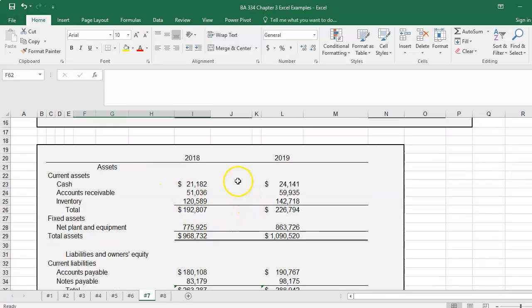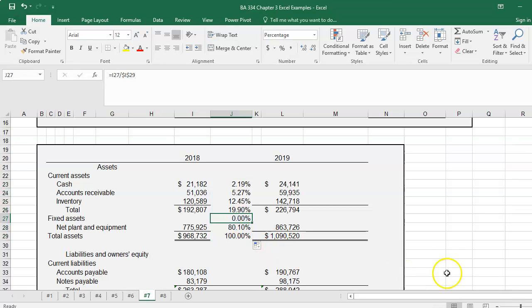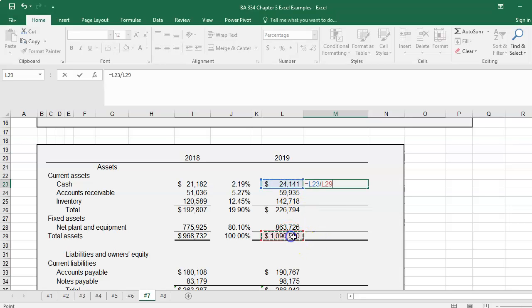So first we're going to look at a common size financial statement. Remember on the balance sheet that common size means that we show every item on the balance sheet as a percentage of total assets. Total assets is 100%. That means everything on the balance sheet is divided by total assets. In Excel, we can lock that total assets cell and copy those values down to show everything as a percentage of total assets.